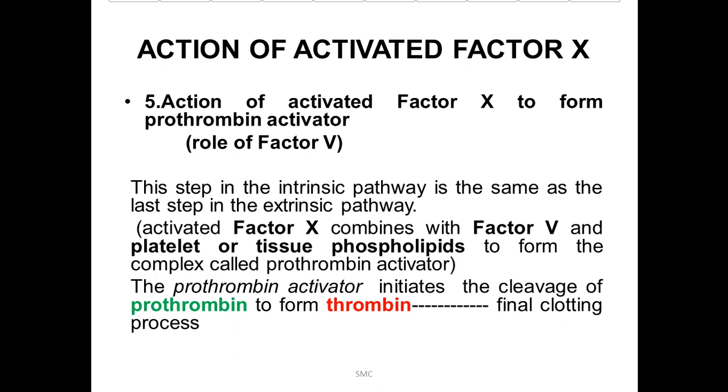And you can see here the action of activated factor 10 to form a prothrombin activator, role of factor 5. This step in the intrinsic pathway is the same as the last step in the extrinsic pathway. So activated factor 10 combines with factor 5 and platelets or tissue phospholipids to form the complex called prothrombin activator. The prothrombin activator initiates the cleavage of prothrombin to form thrombin, final clotting process. So it is the same as that in the extrinsic pathway.